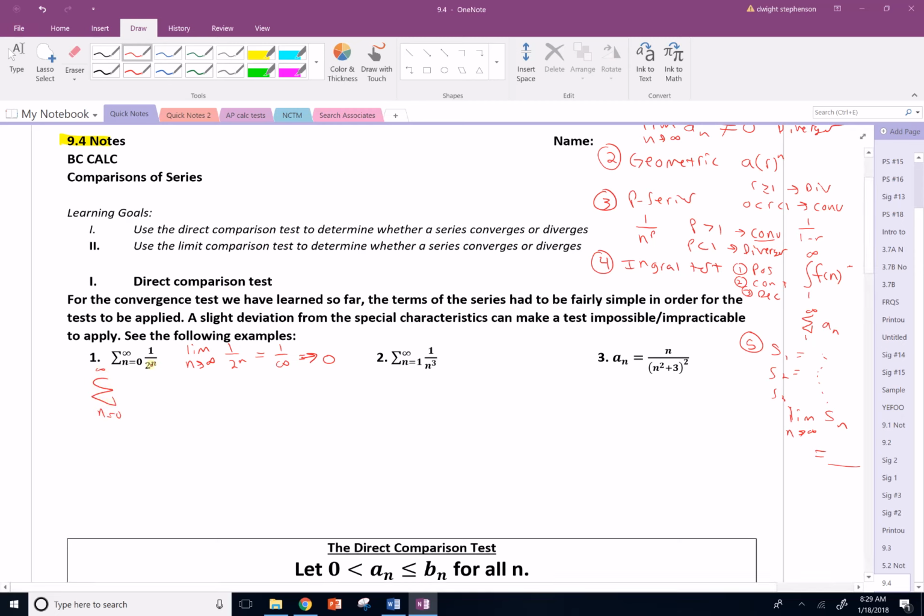We can rewrite 1 over 2 to the n as 1/2 to the n power, in which case it's geometric, and r is 1/2. And since r is less than 1, the series converges to 1 over 1 minus 1/2, which is 2. Right? We like geometric series.